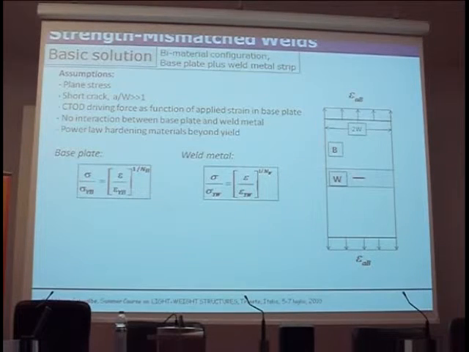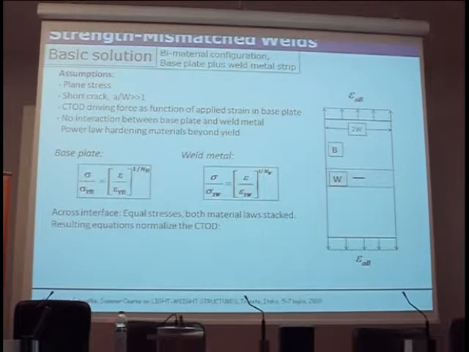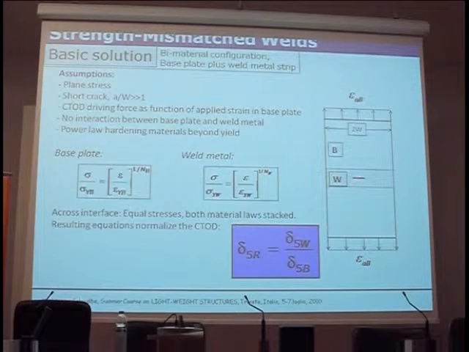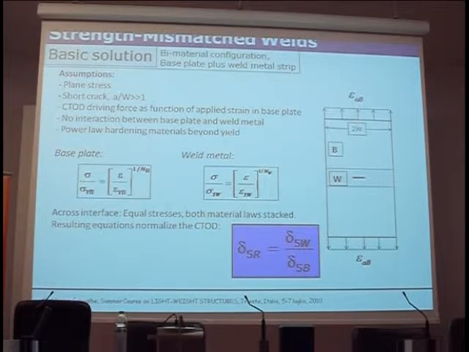No interaction between base plate and weld metal in terms of stress concentrations or whatever, which happens, but that's something that we will see later. And what I just said, then we can determine the delta 5 as I've shown in that longer equation. And in order to make the mismatch effect better visible, I normalized the CTOD of a crack in the weld metal by the CTOD a crack of the same size would have in the base plate. Okay. Because it's always the base plate the engineer is used to work with, and everything should be related to what's happening with the base material.